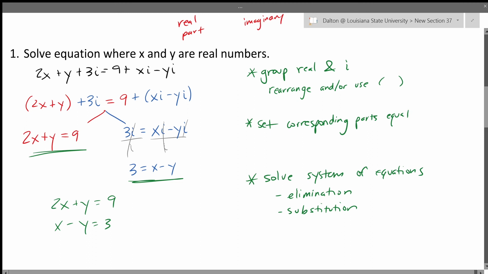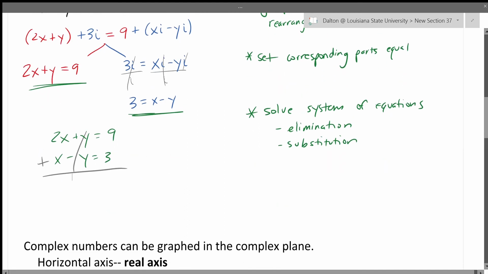Because if you line them up and you add them together, then y minus y cancels. And then you get 2x plus x, which is 3x, equals 9 plus 3, which is 12. And then if we divide both sides by 3, then we get x is equal to 4. And then to figure out what y is, all we have to do is plug 4 back into either one of these other equations. And in doing so, we would get that y is equal to 1.